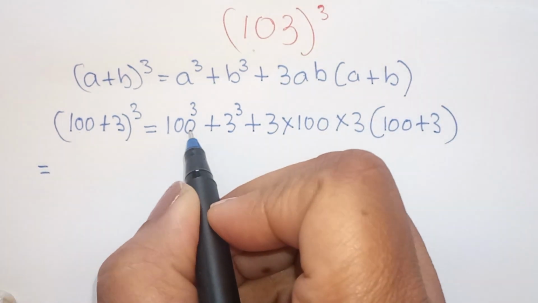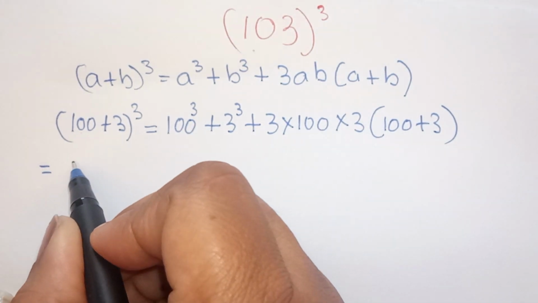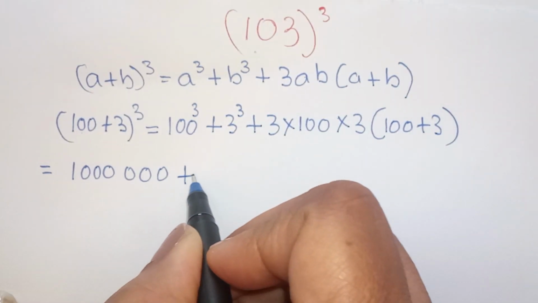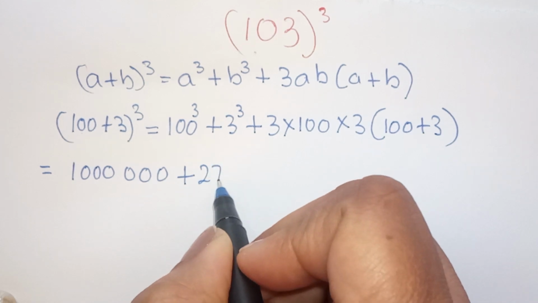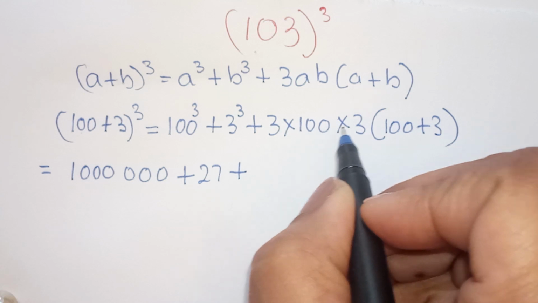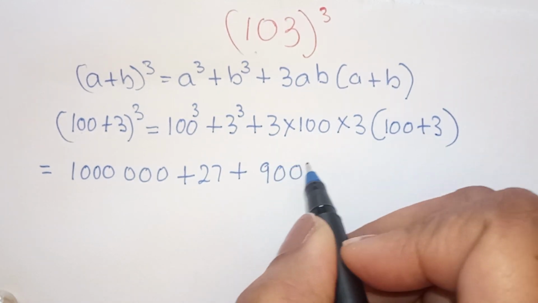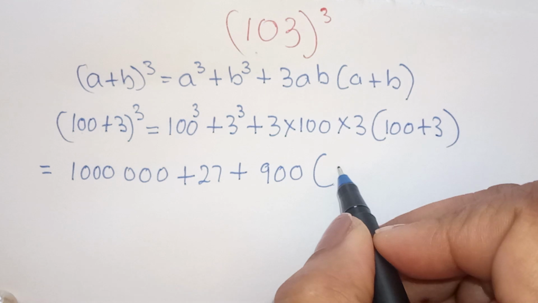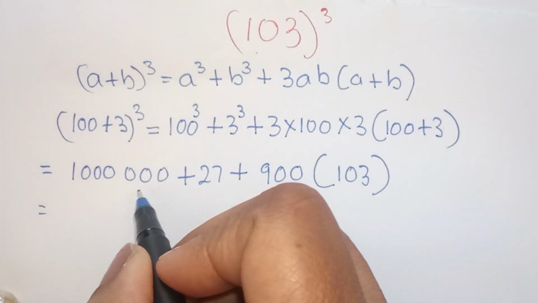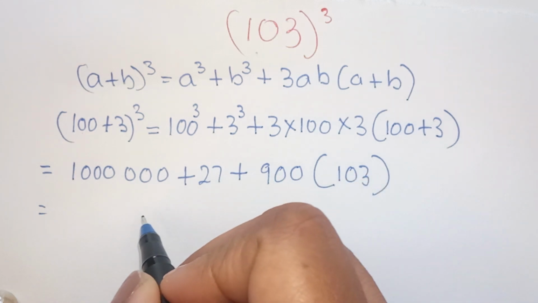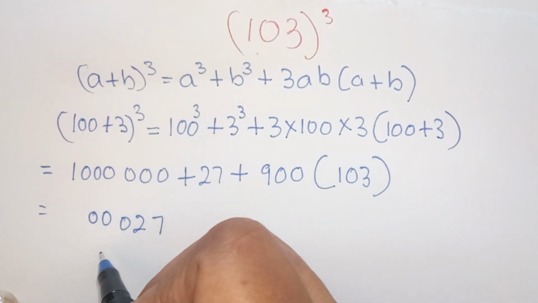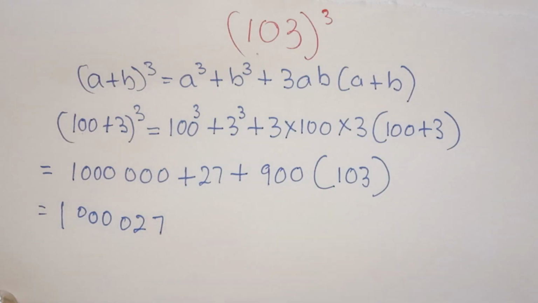We say equals 100^3 will be 1 million, plus 3^3 will be 27, plus here 3 by 100, 300 by 3 will be 900, brackets 100 plus 3 will be 103. So we will add 1 million plus 27. So we get 27 here and 0, 0, 0, 0, 1.